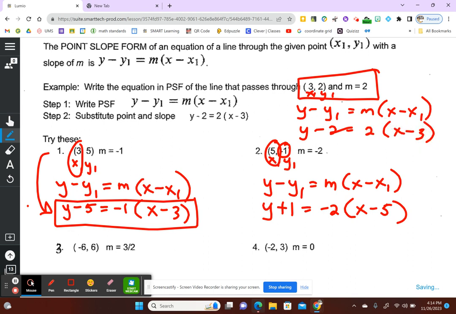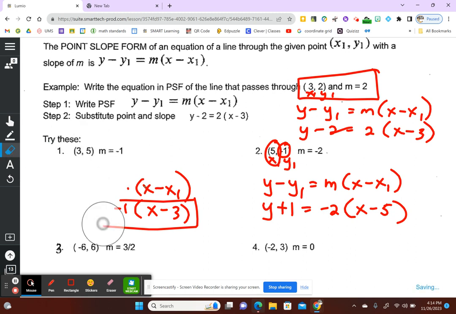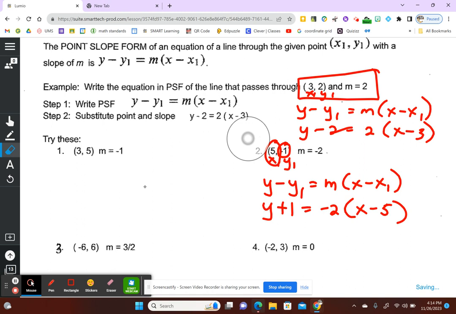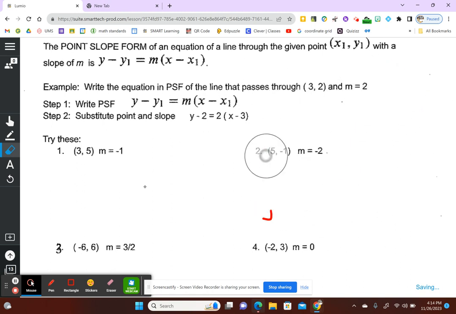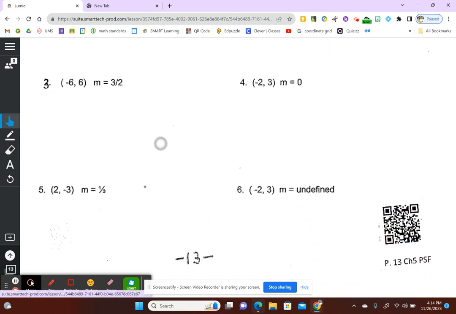So now I want you to try number 3 and 4 on your own. So stop the video now, do 3 and 4, and then start it again and see if you got it correct.